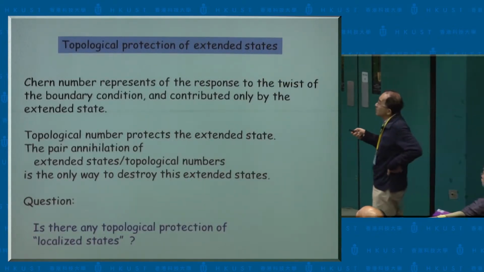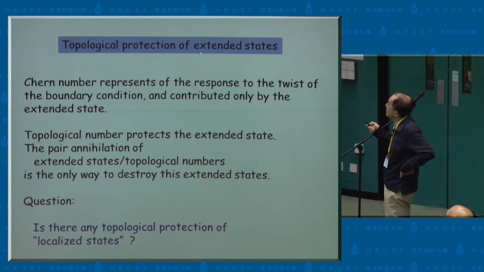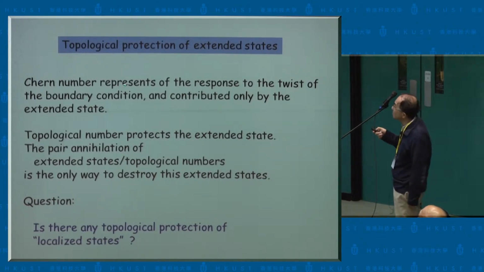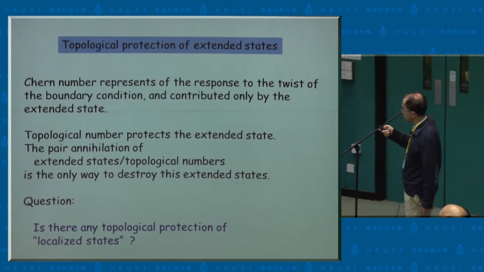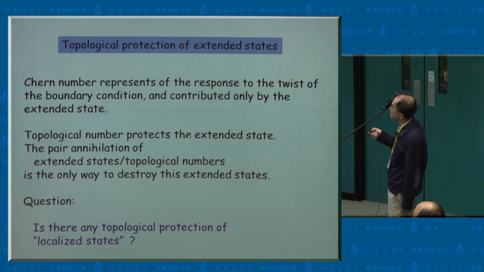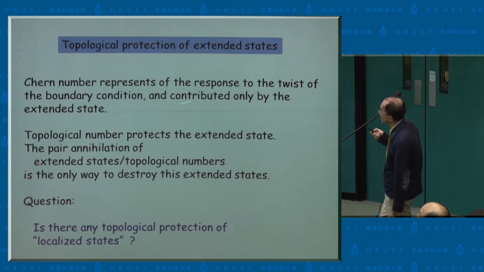So up to now, we talked about the topological protection of the extended states. The main reason is that, for example, this Chern number represents the response to the twist of the boundary condition and is contributed only by the extended states. The localized states cannot respond to the twist of the boundary condition. So in other words, the topological number or invariant protects the extended states. The only possibility is that pair annihilation of the extended states of topological number occurs to destroy these extended states. So this is sort of a common wisdom.